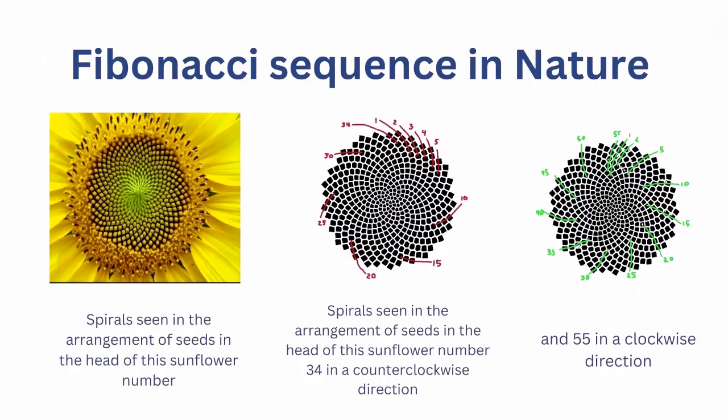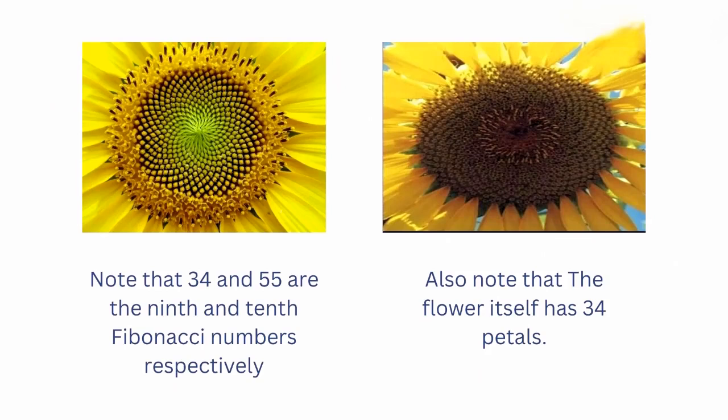Fibonacci sequence in nature. Spirals seen in the arrangement of seeds in the head of this sunflower number 34 in a counterclockwise direction, and 55 in a clockwise direction. Note that 34 and 55 are the 9th and 10th Fibonacci numbers respectively. Also note that the flower itself has 34 petals.